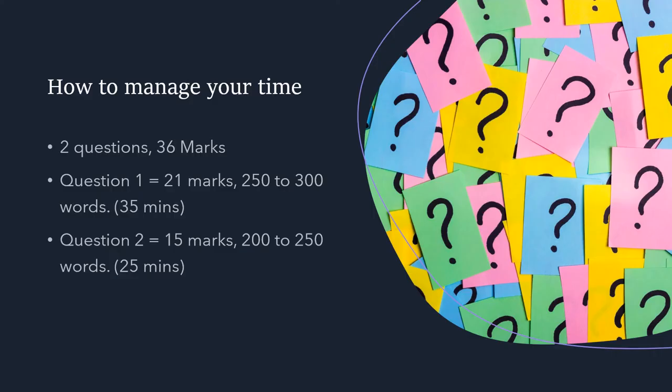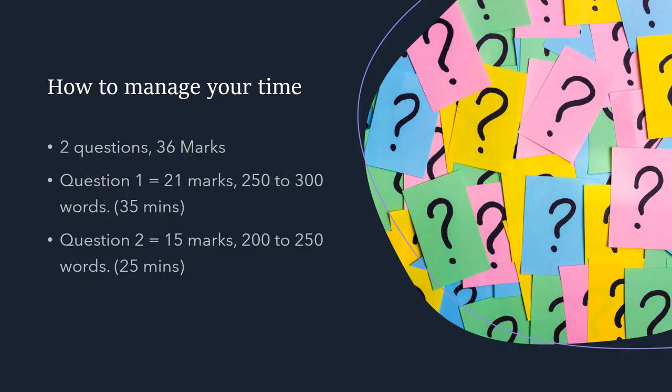So for this exam, it's really important that you manage your time. Keep in mind you have 2 questions, that's 36 marks in total. Question 1, you get 21 marks and it's 250 to 300 words. So that means it's looking for a lot more detail for this question. So use a lot of your descriptive words, your adjectives, to paint a picture for the audience. Question 2 is going to be a much shorter written response.